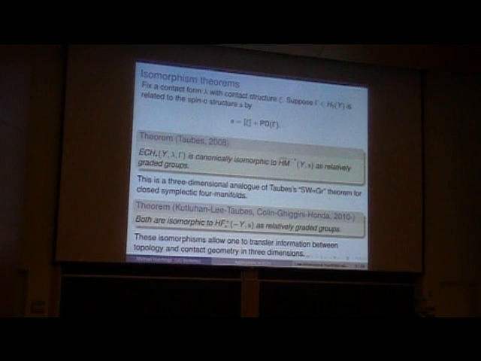And this can be regarded as a three-dimensional analog of Taubes' Seiberg-Witten equals Gromov theorem. The Seiberg-Witten equals Gromov theorem says that counting solutions to the Seiberg-Witten equations on a closed symplectic four-manifold is the same as counting certain holomorphic curves in it. And this is a version of it when the four-manifold is R cross the three-manifold.